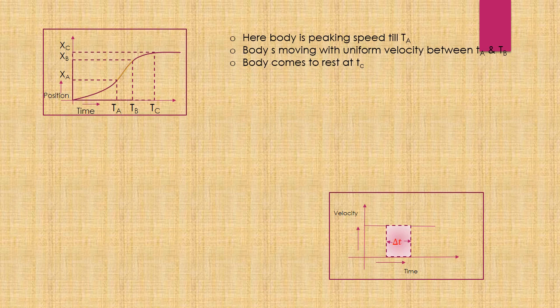Moving ahead, we have another graph in which we will discuss three different parts. On x-axis we have time ta, tb and tc. On y-axis we have distance xa, xb and xc. Here, on the first part till ta, the body is picking up speed. In the middle part from ta to tb, the body is at uniform velocity and the graph is a straight line. After tb, the body is slowing down and coming to rest at tc, and after that the body is at rest.